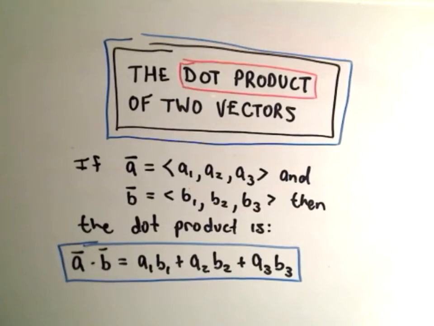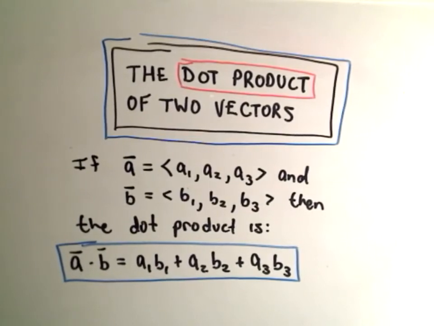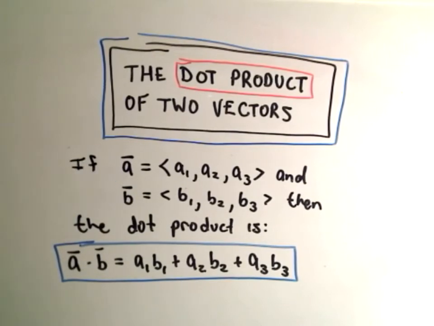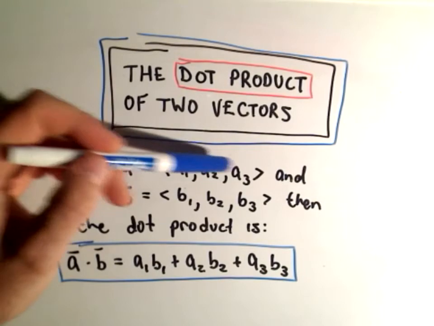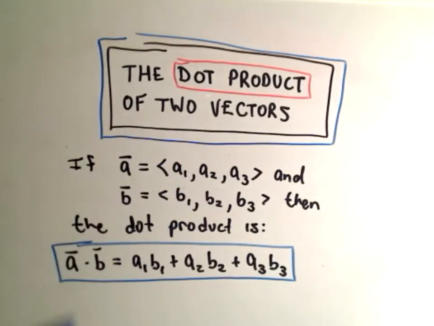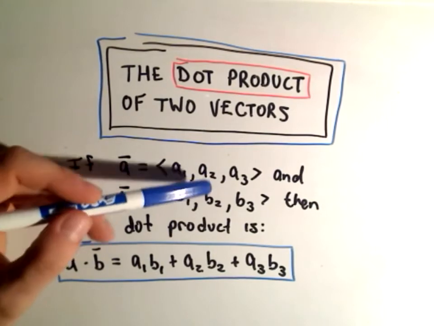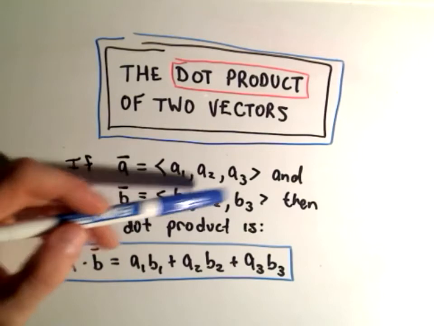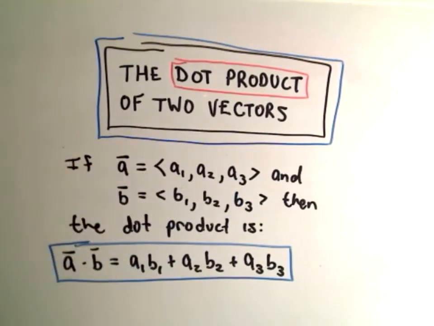Alright, in this video I'm going to talk about the dot product of two vectors. So I've got two three-dimensional vectors here. Vector A again has components A1, A2, A3. Vector B has components B1, B2, B3. To get the dot product, all you do is multiply the respective components, A1 times B1, A2 times B2, A3 times B3, and then add them together.